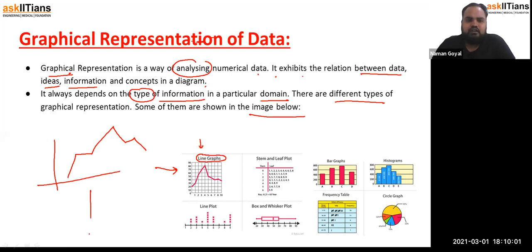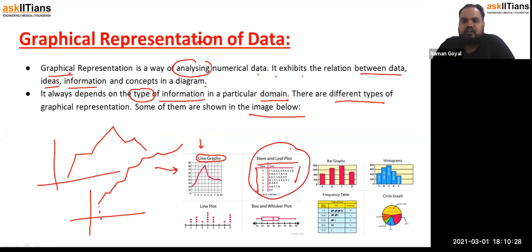If you see the number of COVID patients in India or over the world, the graph is like this, right? So this is a line graph. We are going to see the lines in that particular graph, so that graph is known as line graph. Next, stem and leaf plot. Basically there are stems and we are going to write down leaves. We rarely use this graph in our daily life.